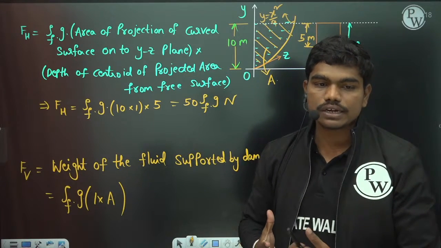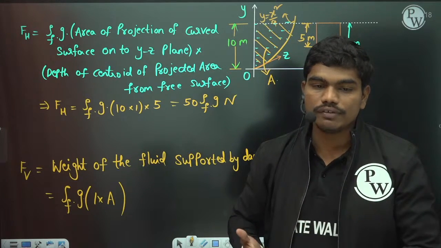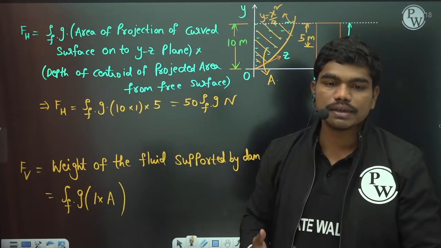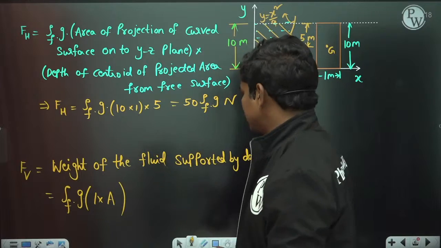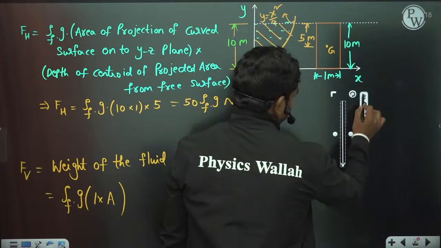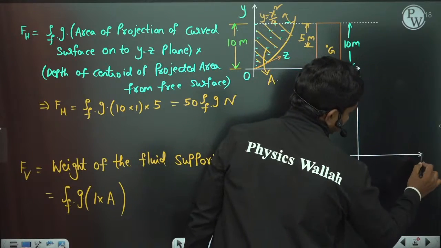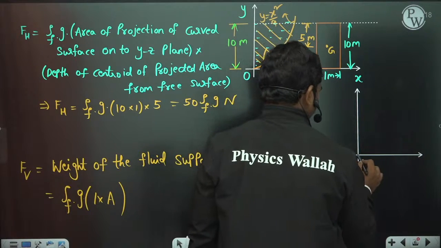Because Fv, the vertical force acting on the surface, is nothing but the weight of the fluid which is supported by this curved surface. Clear? So it is equal to this value. How will you calculate this area? Let us go for some simple integration. This is the y-axis, this is the x-axis. You have a curve like this.